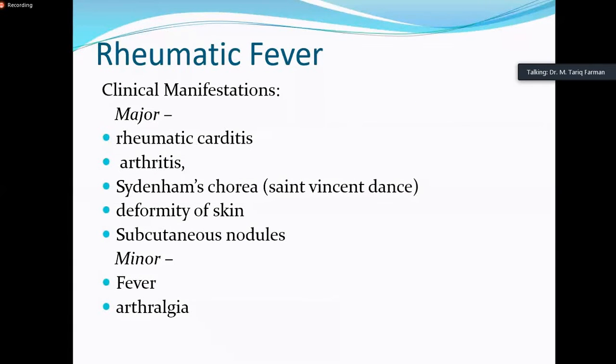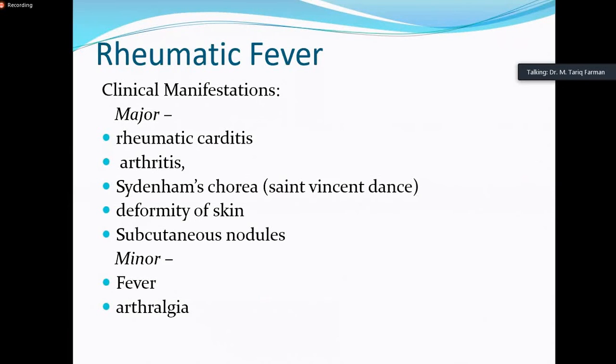And usually we diagnose rheumatic fever on a clinical basis. We have major criteria and then minor criteria. If the patient has rheumatic carditis or arthritis, Sydenham's chorea, erythema marginatum of the skin, or subcutaneous nodules, these are the five major manifestations of rheumatic fever. So if the patient has one major and some minor criteria, then you can diagnose rheumatic fever confidently.